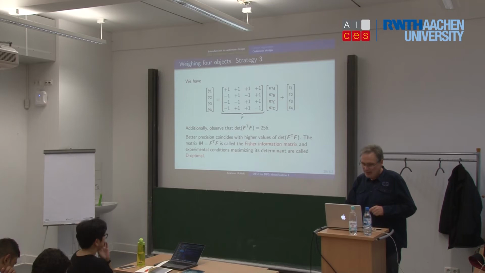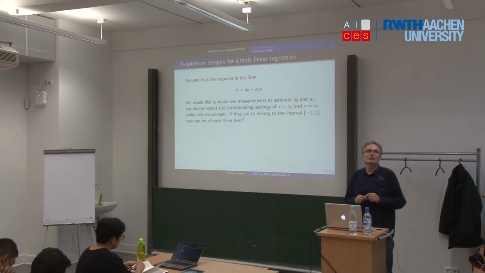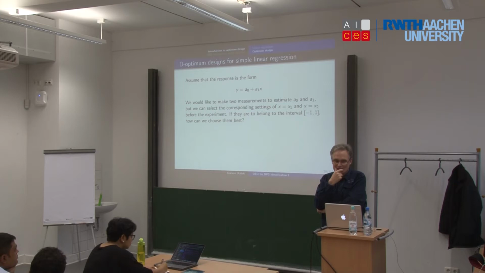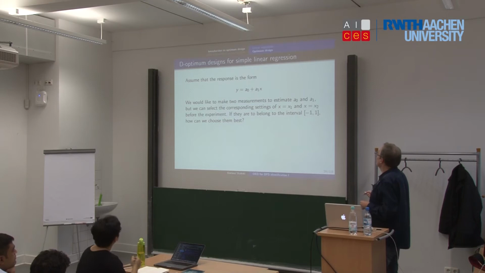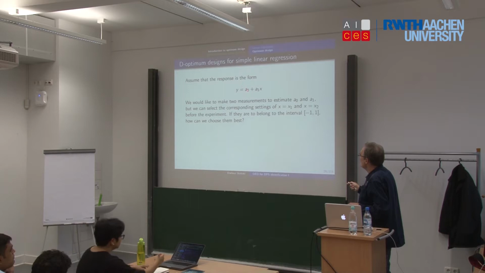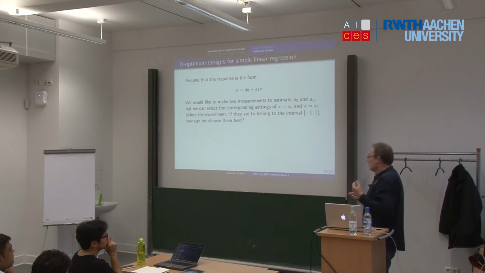So if we know the tools, if we know what the information matrix is, we can attempt to design some experiment ourselves. So let's consider the following exercise. We want to estimate the values of the parameters here, A0 and A1, by setting the values of the regressor X. We assume that we can manipulate our regressor one way or another. We can set any value in the interval from minus 1 to 1. So we can vary this continuously.